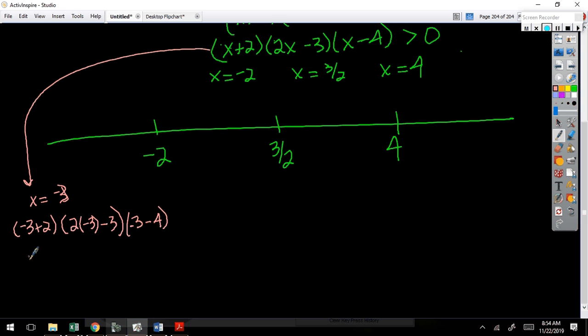Negative 3 plus 2. Times 2 times negative 3 is negative 6. Minus 3 is negative 9. And negative 3 minus 4 is negative 7. Right. Three negatives together give you, does that give you a positive or a negative? Negative 3 minus 4, so negative 3 plus negative 4. 2 times negative 3 is negative 6. Minus 3 is 1.